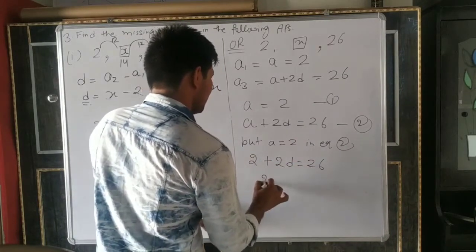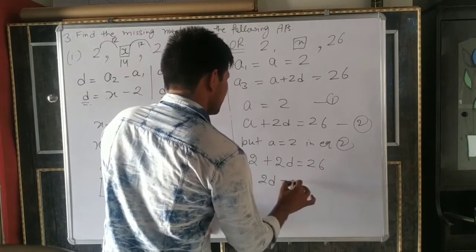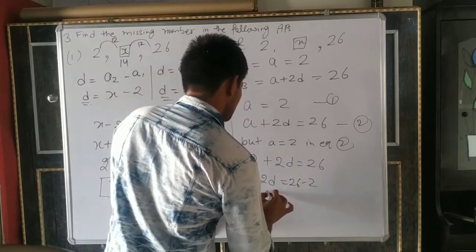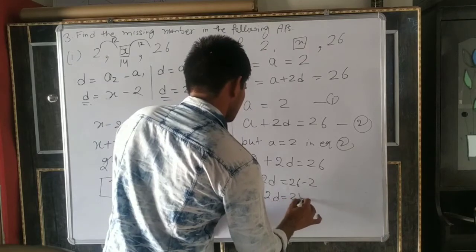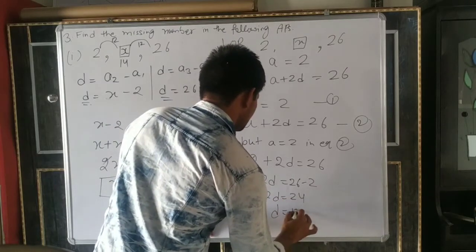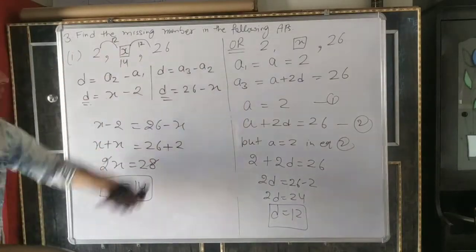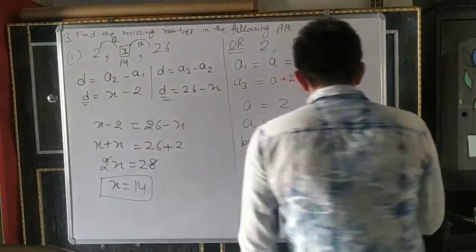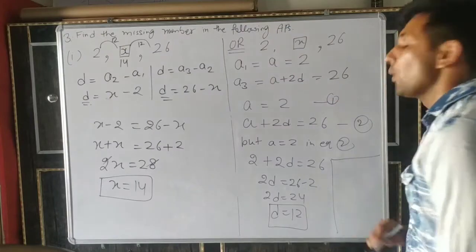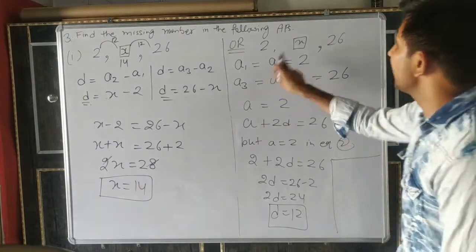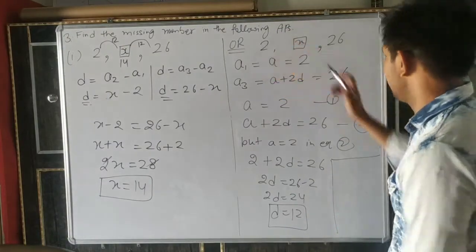We want to find the value of d. 26 minus 2 is 24, so 2d is 24 and d is 12. Here also it is 12. But dear, what do we want to find? a2, because this is the first term and this is the second term.